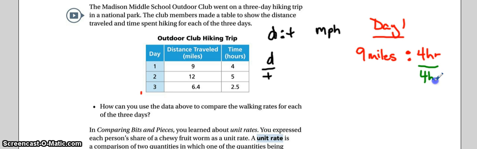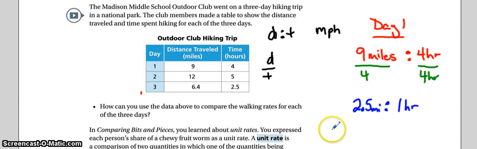So we divide 4 hours by 4. We divide 9 by 4 as well, because a ratio works like a fraction. What we do to one side of the ratio, we have to do to the other. So this gives us 1 hour on this side of the ratio. We'll rewrite the colon. And 9 divided by 4 gives us 2.5 miles. Okay, so on day 1, we walked 2.5 miles per hour.